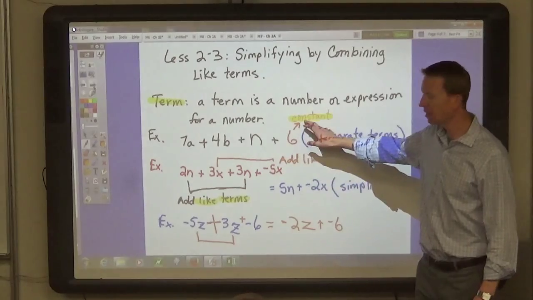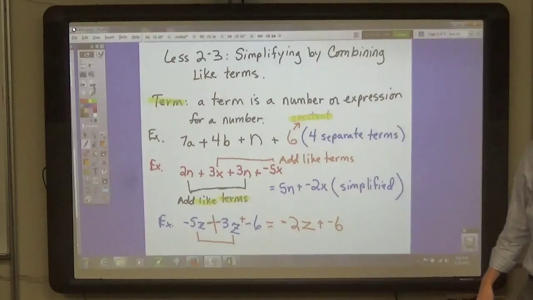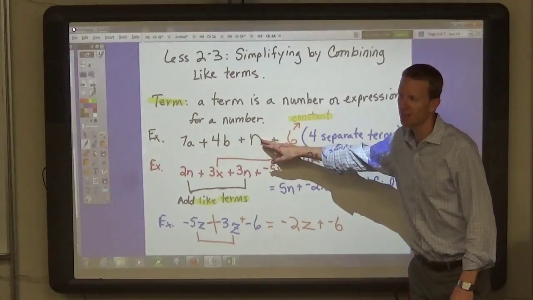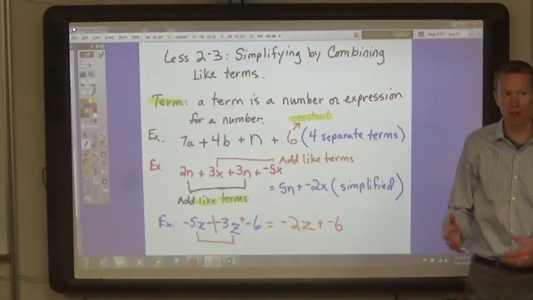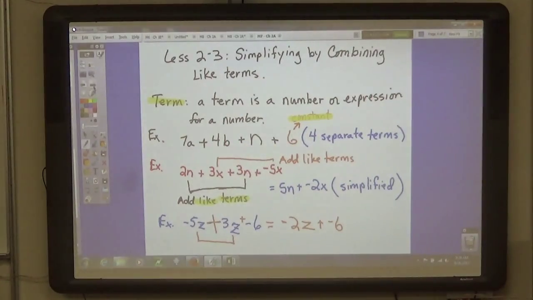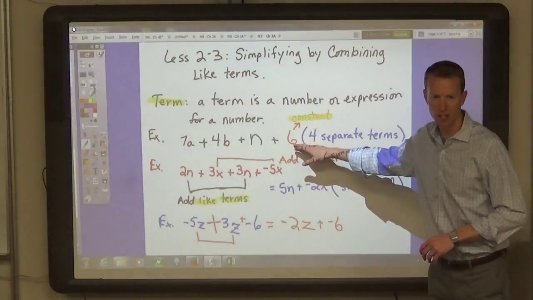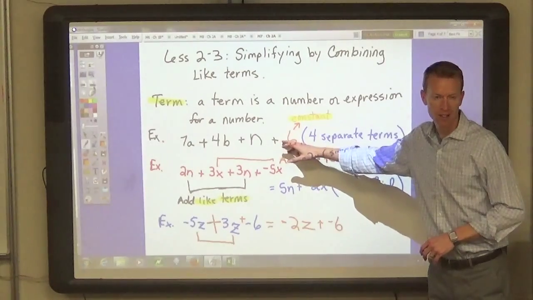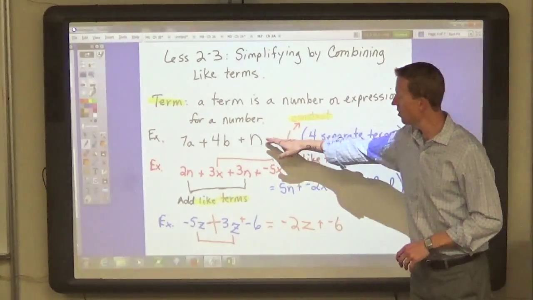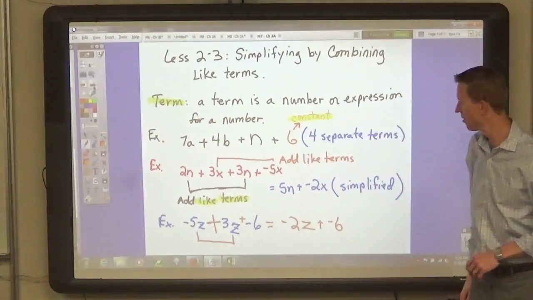The 6 is called a constant term because it means the value of 6. But we don't know the value of 4b. We don't know the value of 7a because we don't know what the a's and the b's and the n's are worth. All right? So a constant is when you have just a number, and you know what the value is. If it doesn't contain a variable, then it's a constant. Then these are called variable terms because they have a letter or variable.